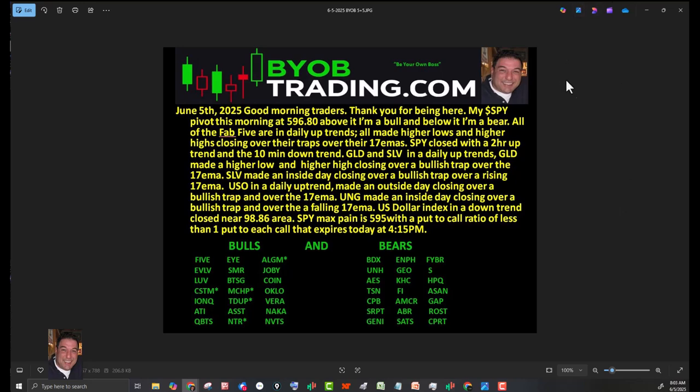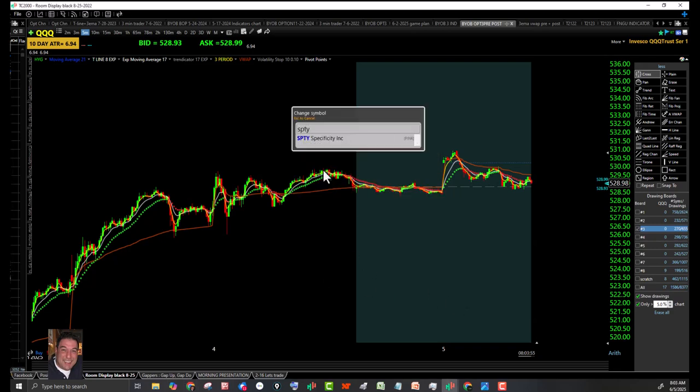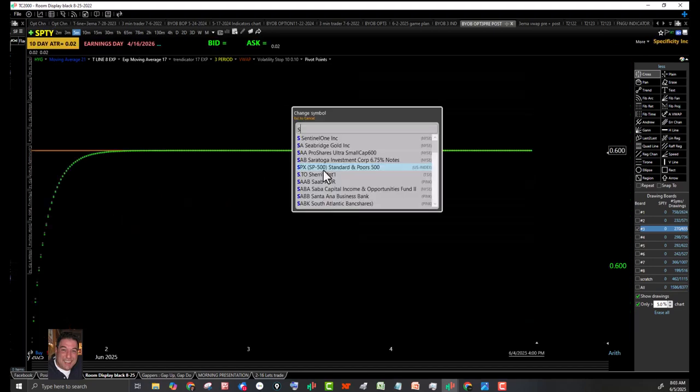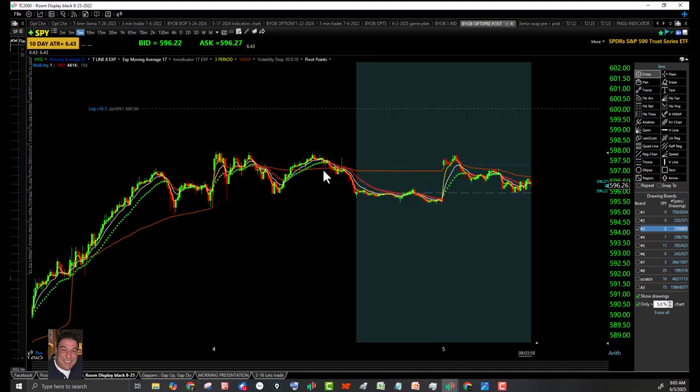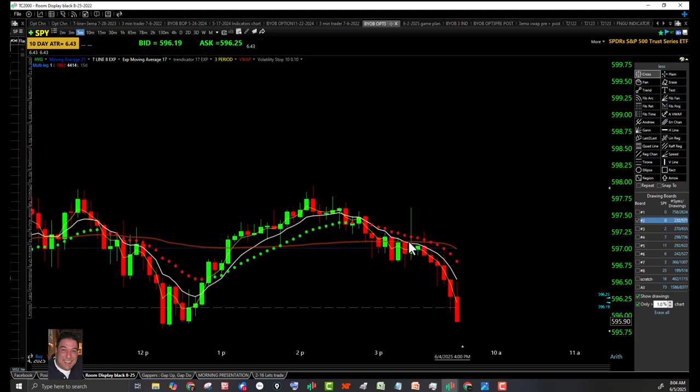All right, let's drill down. Let's go take a look at some charts. What do we got here? We got QQQ. Let's go to SPY. Okay, try one more time, SPY. All right, and what do we want? We want this one right here, the 10-minute downtrend.